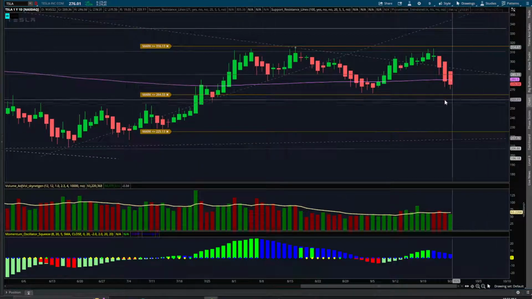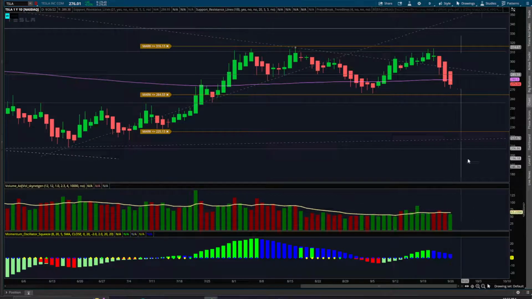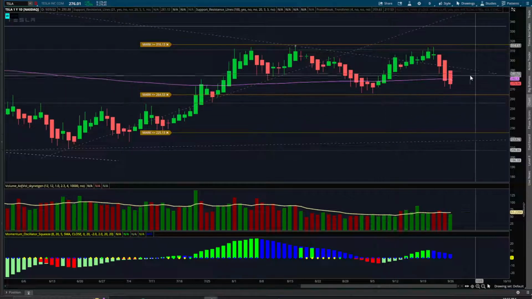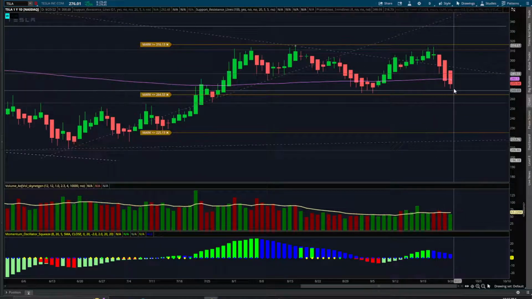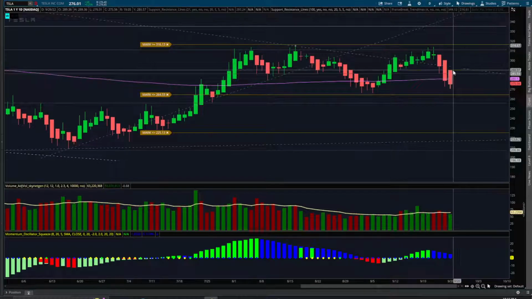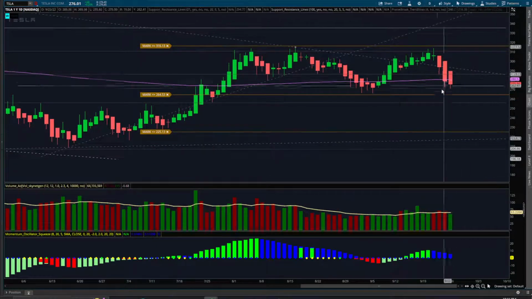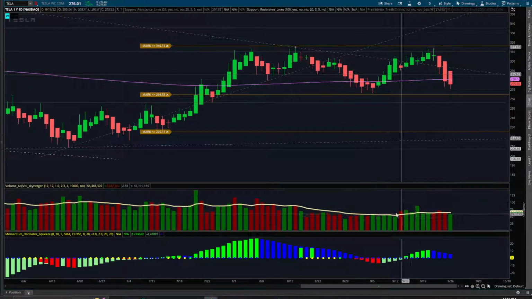Okay, now watch this. Tesla closed with the green volume bar. Anytime we close with the green volume bar on a flat top, there's a potential that we can start reversing. So something to keep on watch. We would need to break above today's high. So something to keep on watch here for Tesla.